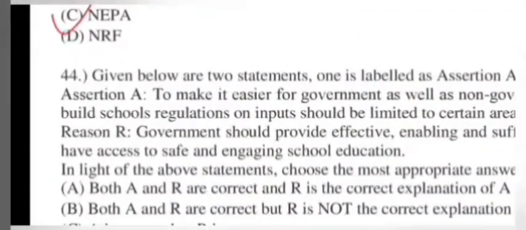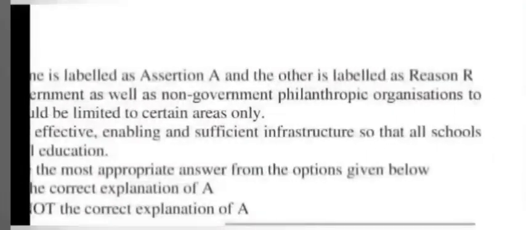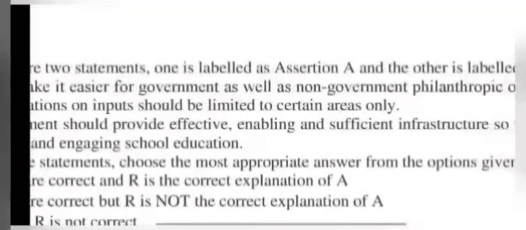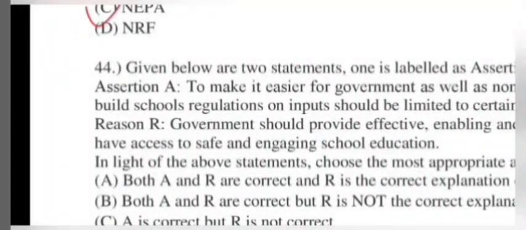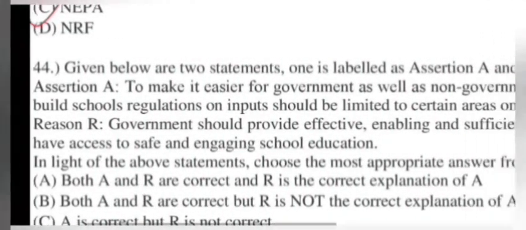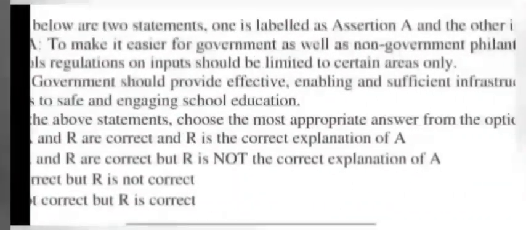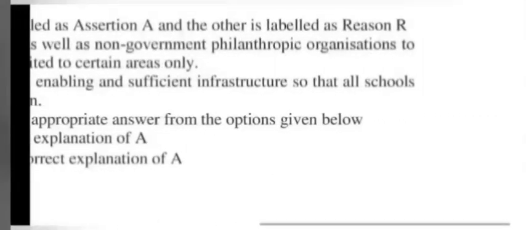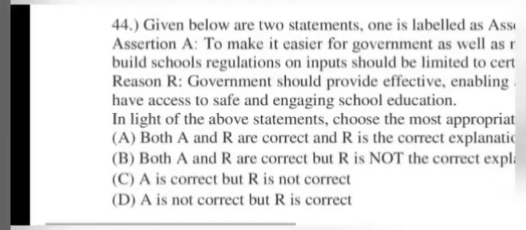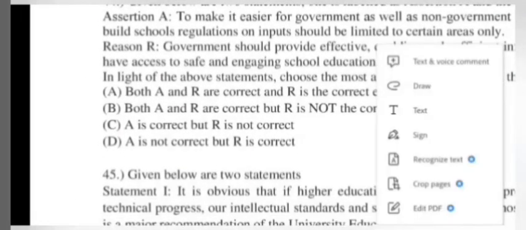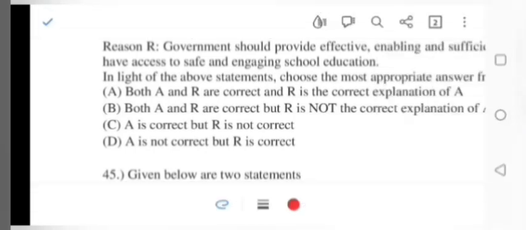44 says given below are two statements. One is labeled as assertion A and other is labeled as reason R. Assertion A is to make it easier for government as well as non-government philanthropic organizations to build schools. Regulations on input should be limited to certain areas only. Reason R is saying government should provide effective, enabling and sufficient infrastructure so that all schools have access to safe and engaging school education. What will be correct? 44 correct option for this question will be number B, that is both A and R are correct, but R is not the correct explanation of A.